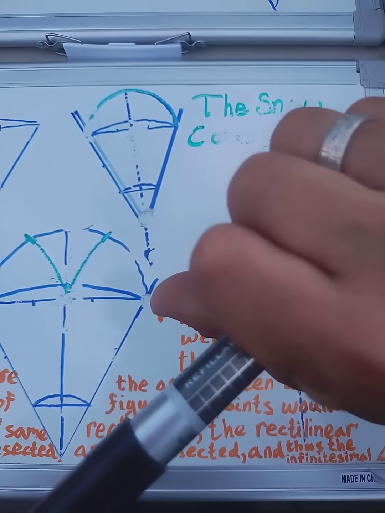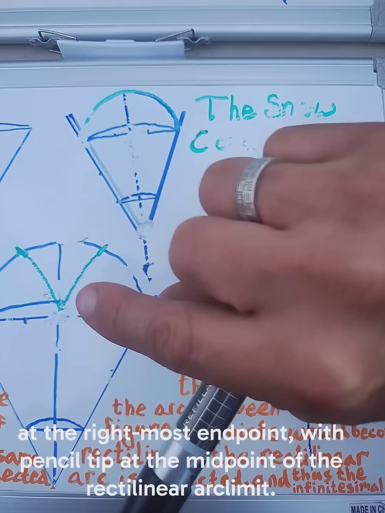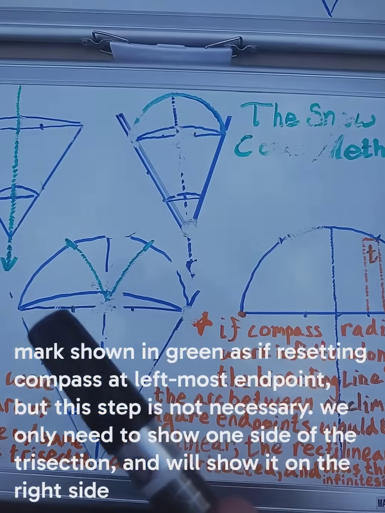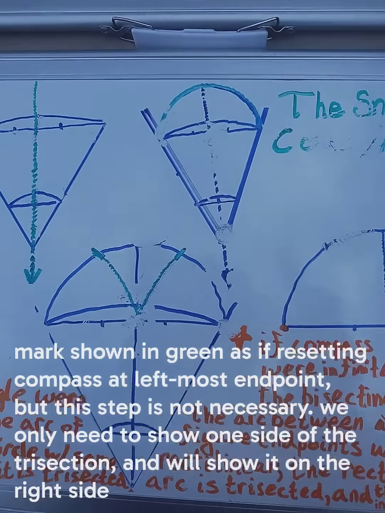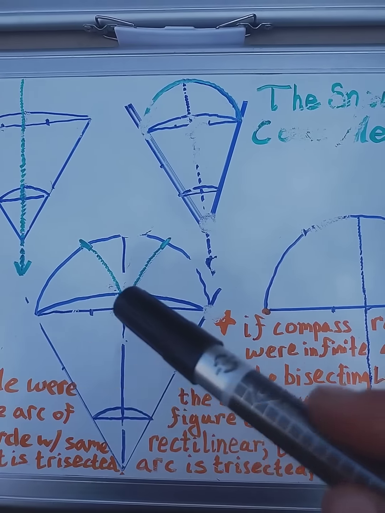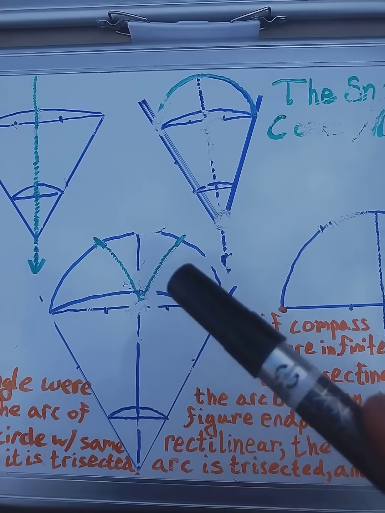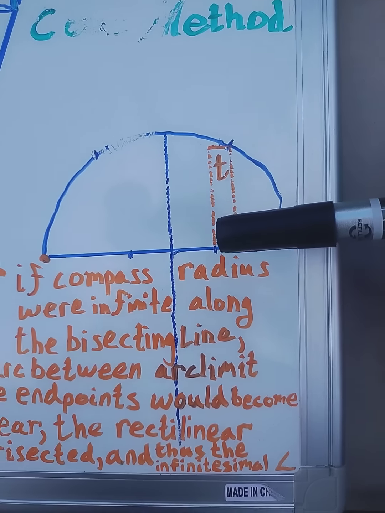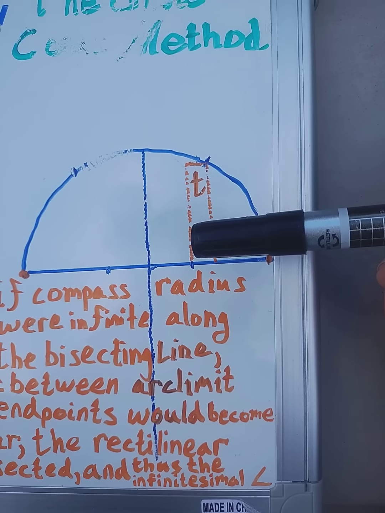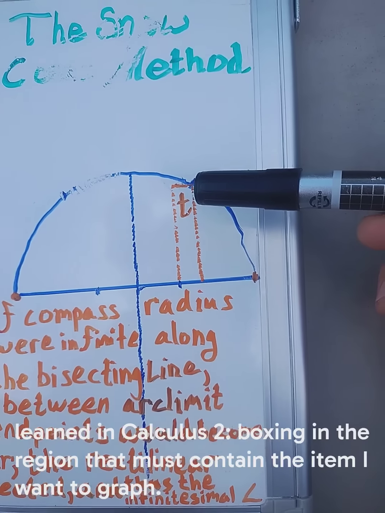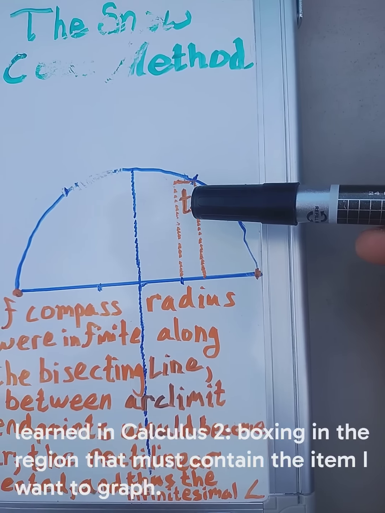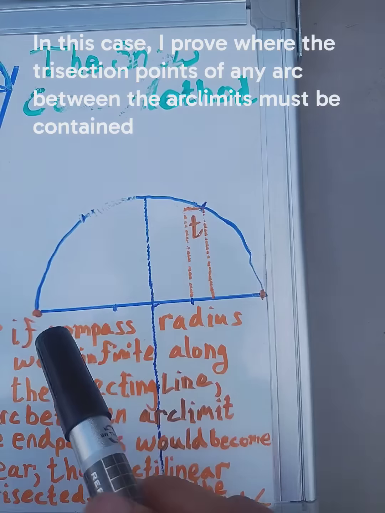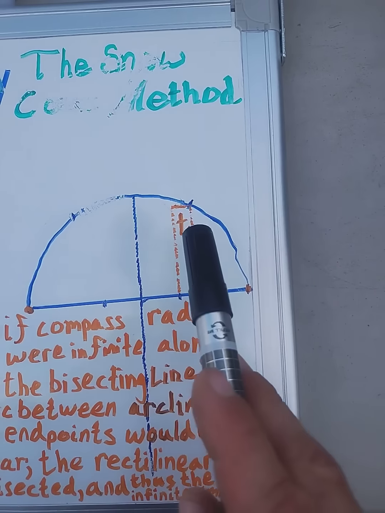Setting the compass point here and pencil tip, I can then draw an intersect, and that's 60. Then that'll be 120, and then 180. And so using the same compass setting that I drew the semicircle with, I can trisect the semicircle. And now, consider this: the trisecting point can't be any further to the left of here, and it can't be any further to the right of here, so I've boxed in the region that must contain the element that trisects the entire family of arcs that can be drawn between these endpoints.